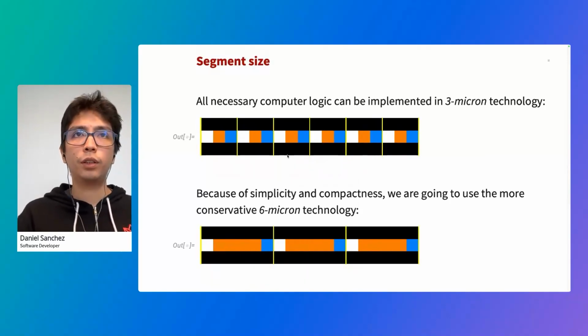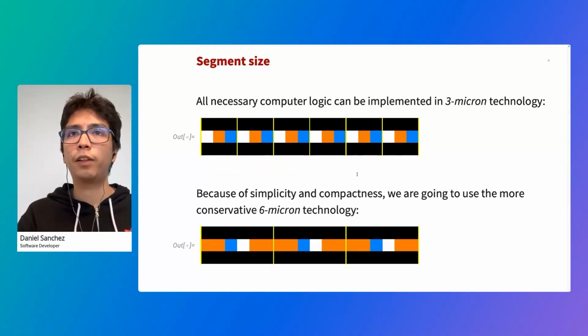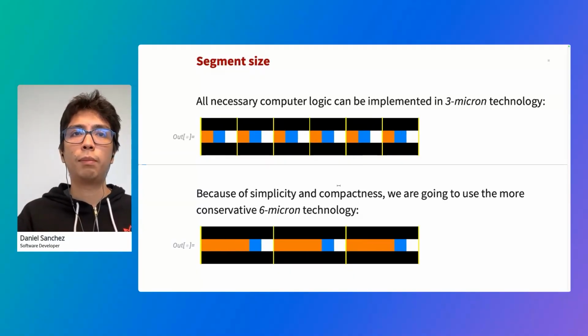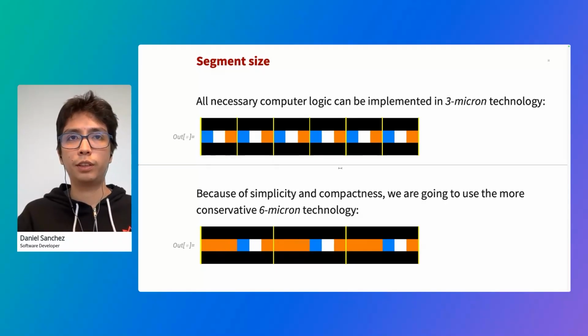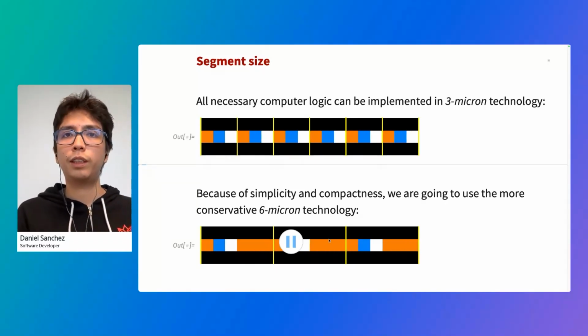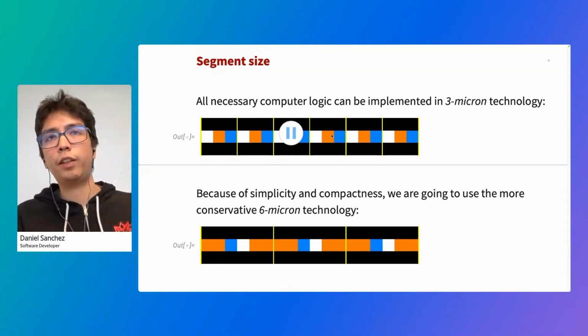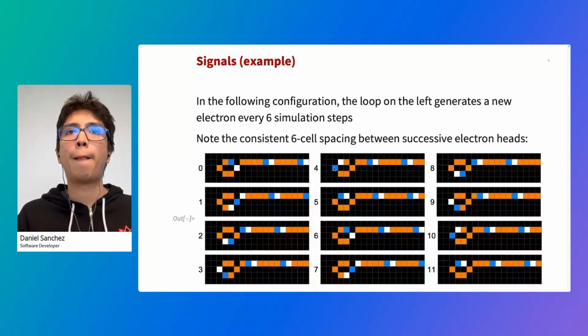You have 2 electrons here, and if you start evolving, one of them will disappear. Right. So all necessary computer logic can be implemented in 3-micron technology, but because of simplicity and compactness, we are going to use 6-micron technology, and you'll see why later. But you will still be able to get the 3-micron technology with some frequency doublers.